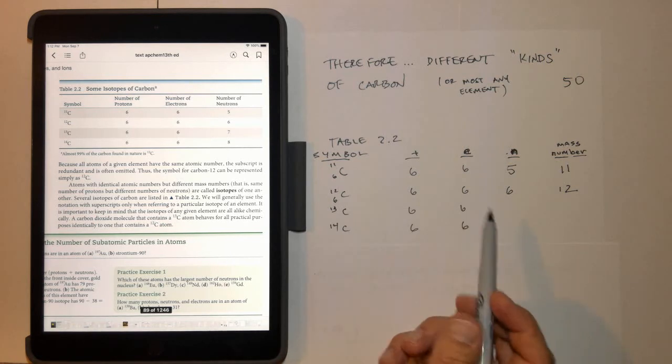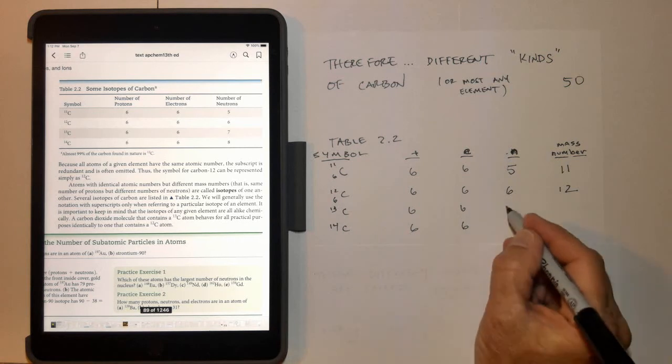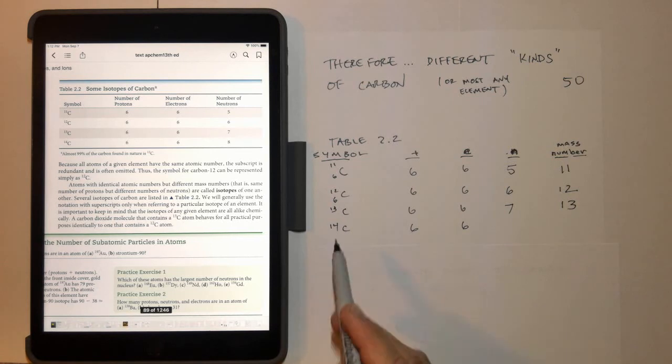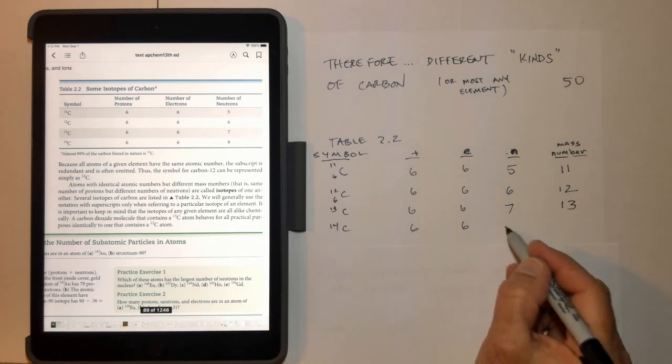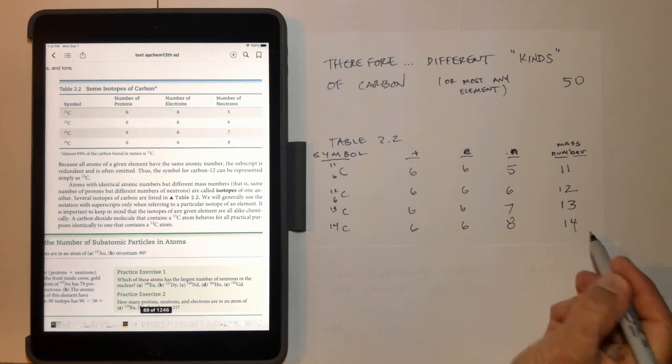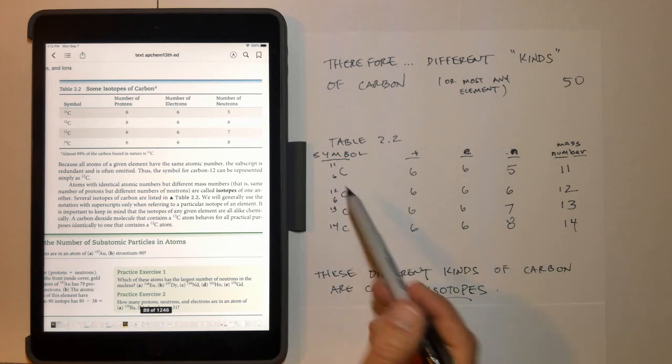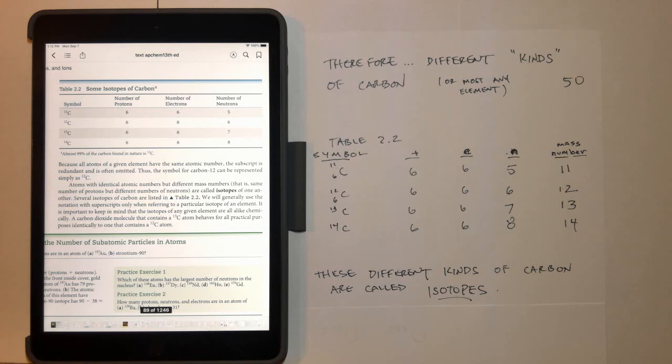There's carbon-13, 6 protons, 6 electrons, and then it would have 7 neutrons. 13 would be its mass number. And then there's carbon-14 that we talked about, 6 protons, 6 electrons, 8 neutrons, and it would have 14 for a mass number. These different types of carbons are all called isotopes of one another. These 4 different isotopes make up a sample of carbon that you would, for example, dig out of the ground. Another example of different isotopes would be uranium's isotopes.